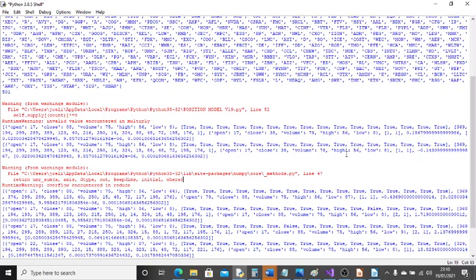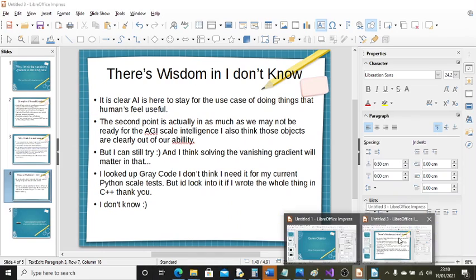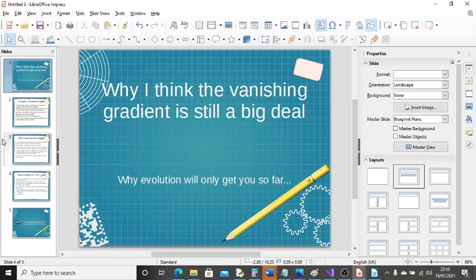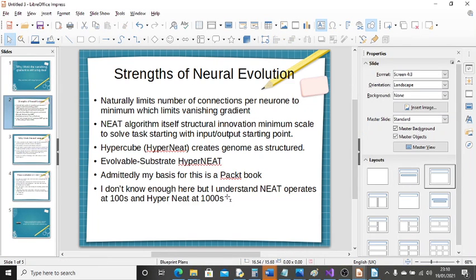This sort of seemed to work. This sort of test I was doing helped me. And I sort of came up with a bit of an explanation: I get that NEAT operates at hundreds of neurons, and HyperNEAT works on thousands. And I'm only saying this on the basis of a Packt book rather than a full researched position.